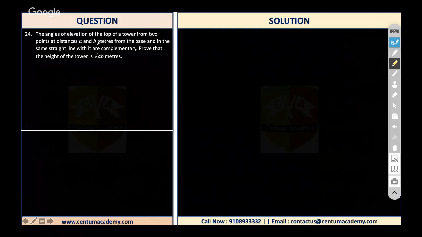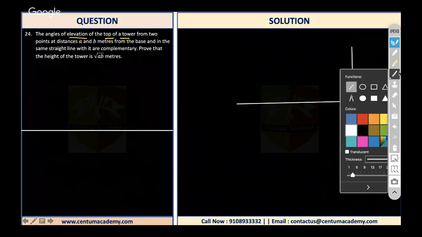Now, the angles of elevation of the top of a tower from 2 points at distances A and B. So here is how you should proceed with the question. Angles of elevation mean there are 2 points from where the top of a tower is being looked at. So that means there is a tower. Let's make a tower quickly. This is a tower, and let's say this is the ground level.